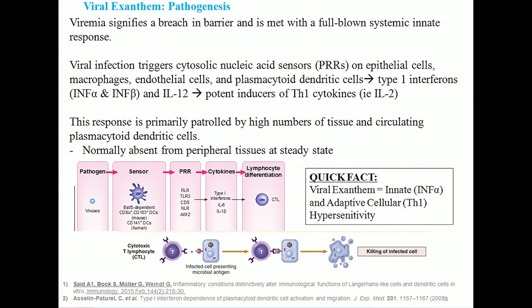The viral particles are basically going to activate cytosolic nucleic acid sensors on epithelial cells, macrophages, endothelial cells, as well as plasmacytoid dendritic cells. So the innate immune system will be activated, and we'll have secretion of type 1 interferons, as well as IL-12, resulting in potent induction of Th1 cytokines, which will eventually result in the secretion of IL-2, which is going to activate cytotoxic T lymphocytes, which will eventually then cause destruction of the virally infected cell.